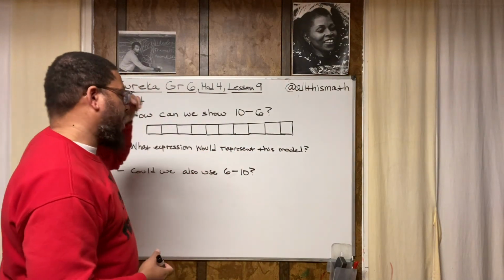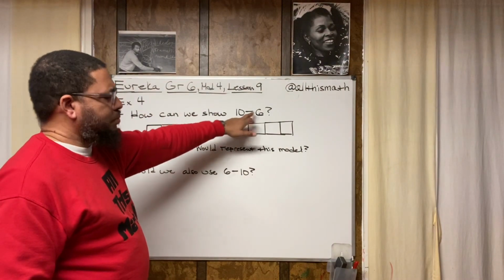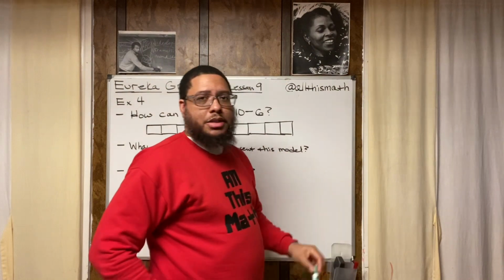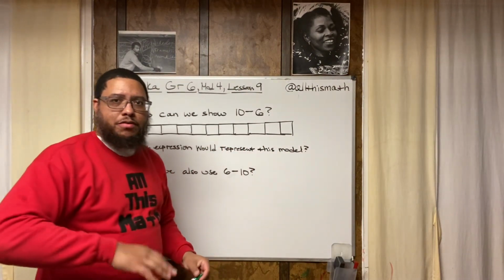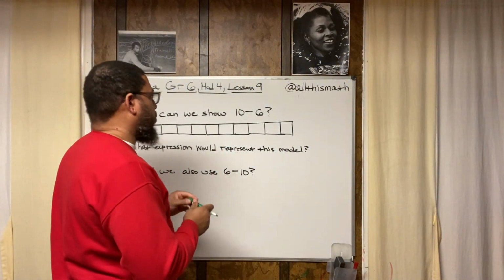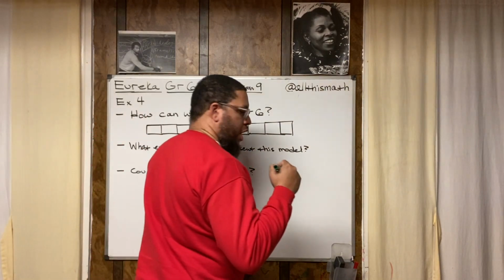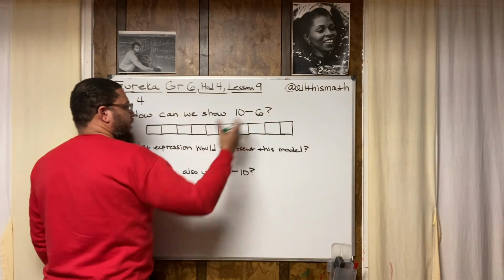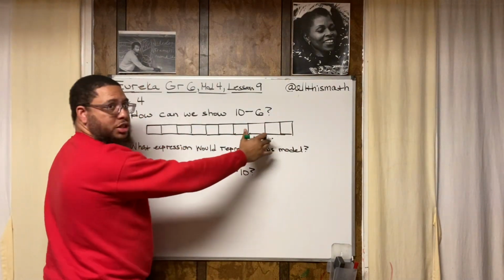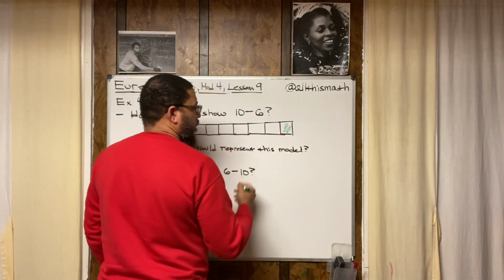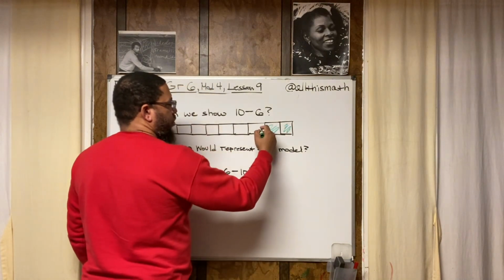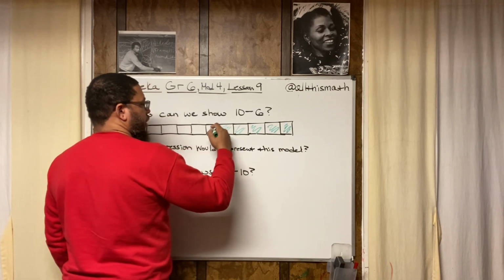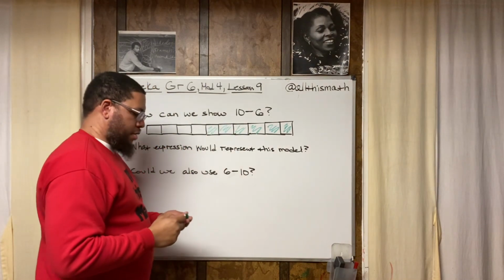All right, so we start out with 10, and then we're going to take away 6. So I need to represent the 6 that I'm going to take away. I'm not taking away 4, I'm not taking away 5, I'm taking away 6. So I'm going to shade in 6 from the end. I guess it doesn't really matter, but I'm going to shade in 6 from the end. So I'm going to shade in 1, 2, 3, 4, 5, 6, right? So now I got 10.